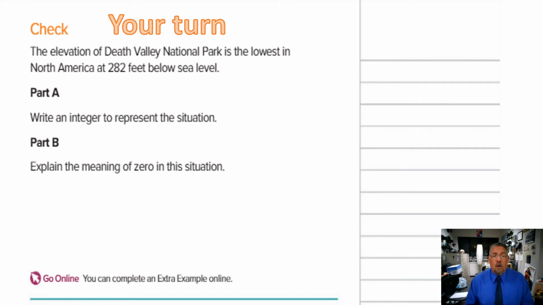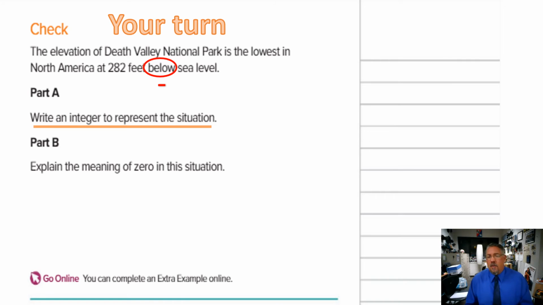So hopefully you thought about what was being asked and you thought, well, this is actually pretty easy. All right, write an integer that represents the situation. So the first thing I do is look at what was being said. Well, I can see that it's 282 feet below sea level. So below would have to indicate to me once again that that's going to be a negative number.